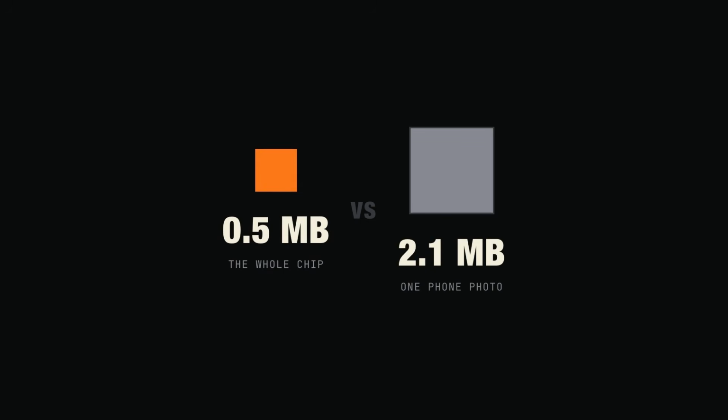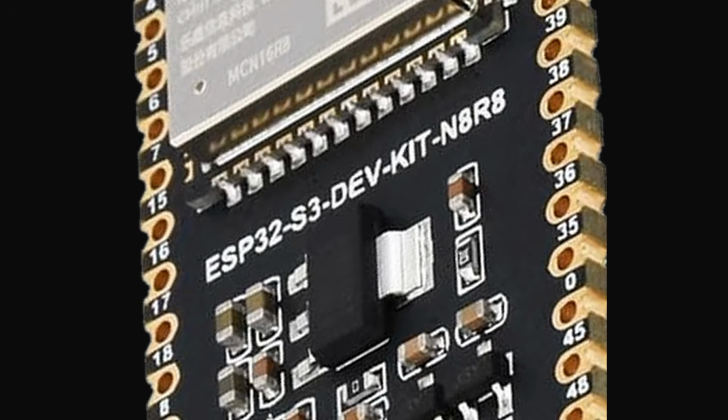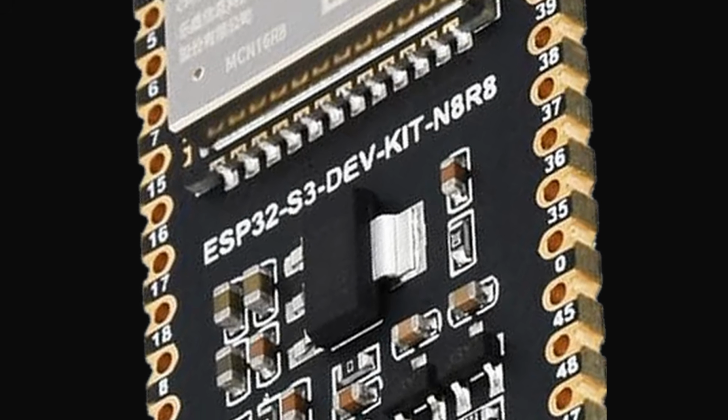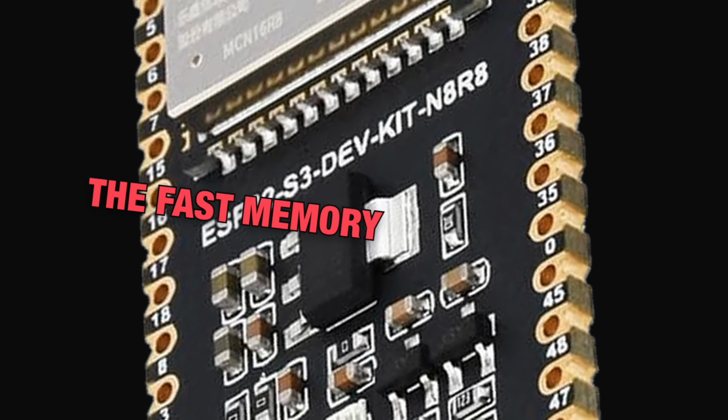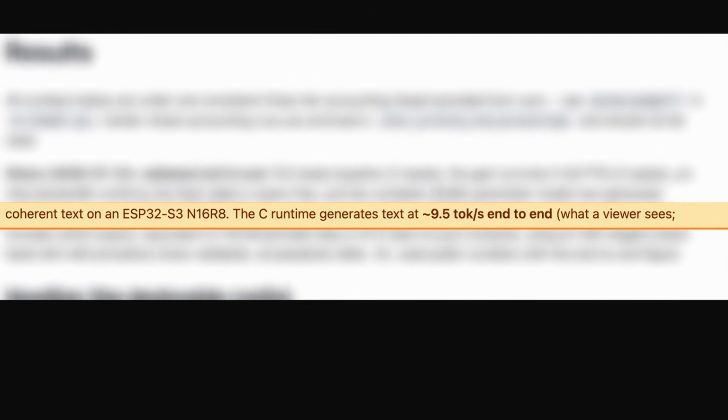That chip only has half a megabyte of memory, which is less than a single photo off your phone. So how does a language model actually fit in there? When people say this chip has almost no memory, they mean the fast memory, where the actual thinking happens. But look at the standard ESP32 S3 development board that anyone can buy on Amazon for about $8.